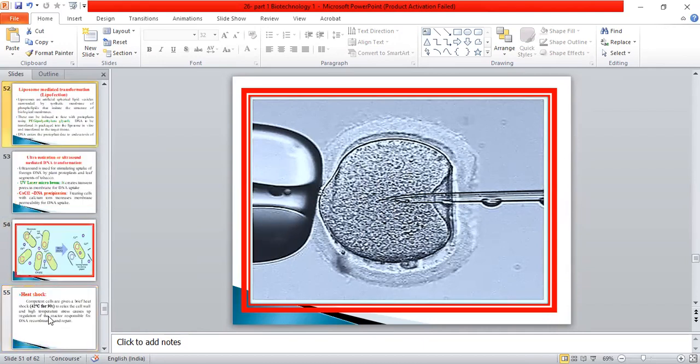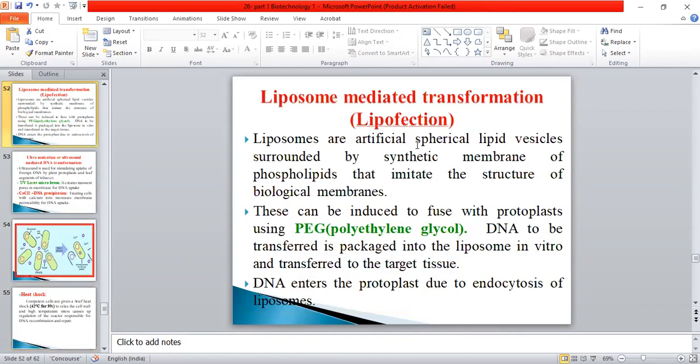So another one is called liposome mediated transformation, otherwise called lipofection. We will finish up to this level only today. We will see the remaining things in the next class, my dear. See that one. Liposomes, otherwise called lipid. Just note it down.